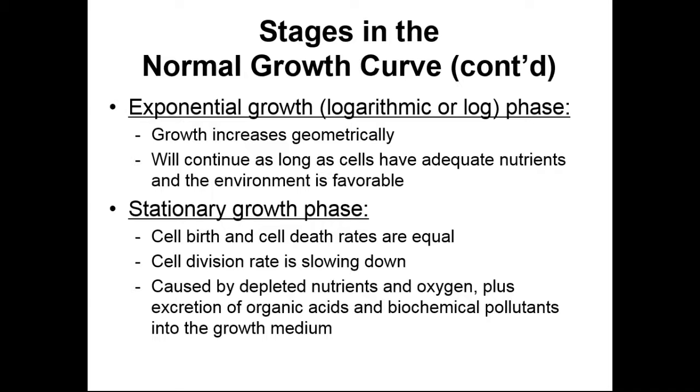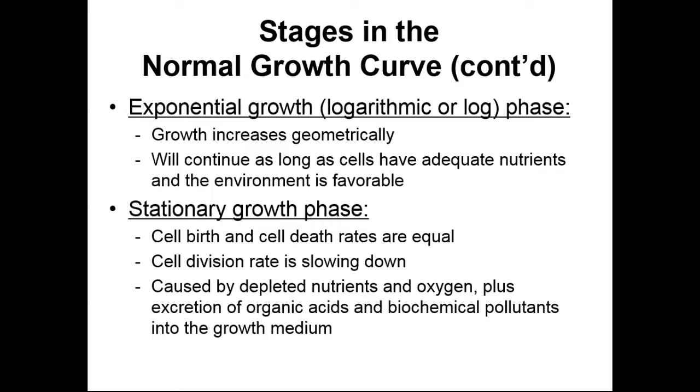After our log phase, we have the stationary growth phase, or the stationary phase. At this point in time, the addition of new cells equals the rate of cell death. So cell division is starting to slow down. Cell death has picked up to the point that it's equal to cell division, so the total number of living bacteria in solution remains constant. This is caused by a depletion of the nutrients in the solution.